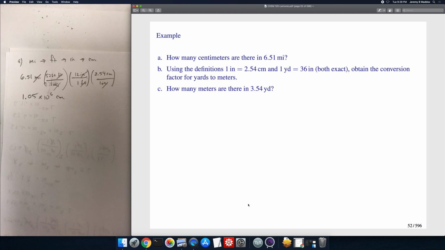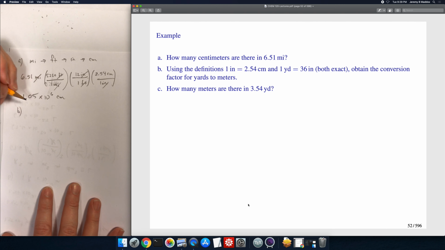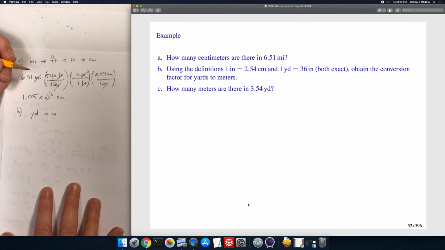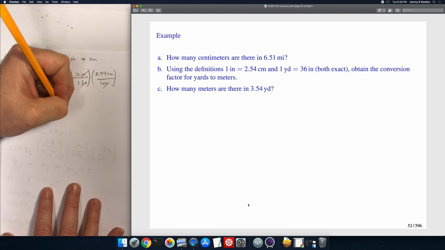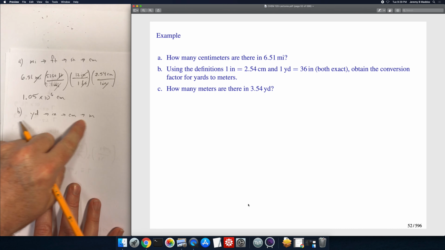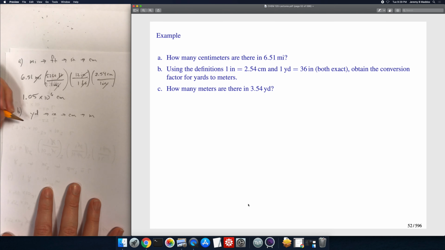Let's see. Using the definitions of 1 inch equals 2.54 centimeters and 1 yard equals 36 inches, obtain the conversion factor for yards to meters. Well, why don't we interpret that to mean convert 1 yard to a meter? So our goal will be to go from yards to inches, from inches to centimeters, and then we'll go from centimeters to meters. And what they want to know is what is the overall conversion factor here. So we'll just start with 1 yard.